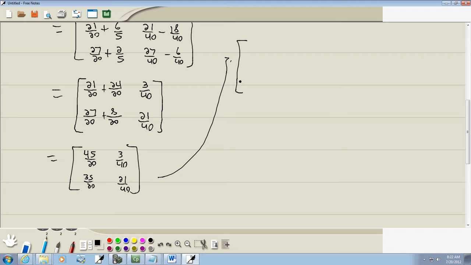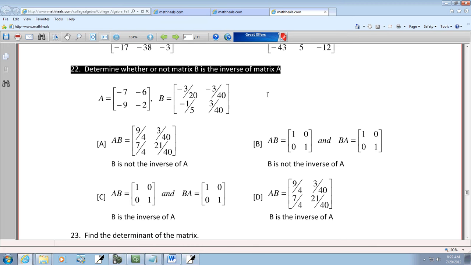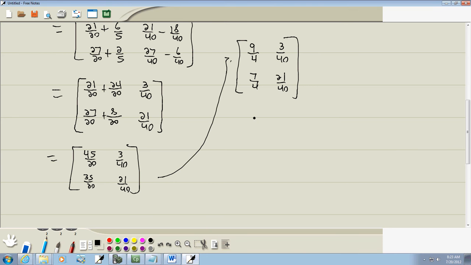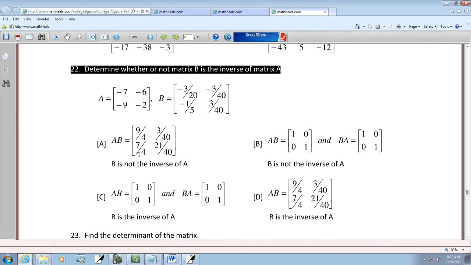Go back up here. 45 and 20 are both divisible by 5, so that gives us 9/4. This is 3/40, and 35 over 20 is both divisible by 5, so that gives us 7/4 and 21/40. And just seeing if I multiplied everything correctly. Yeah, I did. Since this is not a diagonal of 1s, 0s everywhere else, then no, they're not inverses of each other. And the reasoning for that is because of A times B.